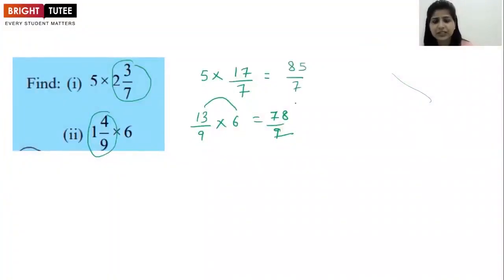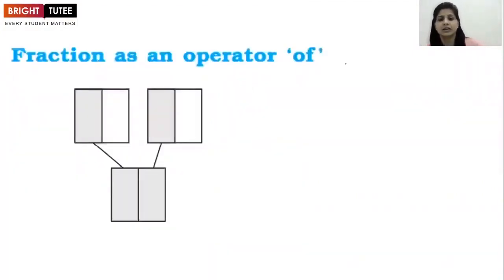85 upon 7. So these are the answers that we are going to get. So here we are going to start the operation of "of". "Of" is generally multiplication only. So just see this one.